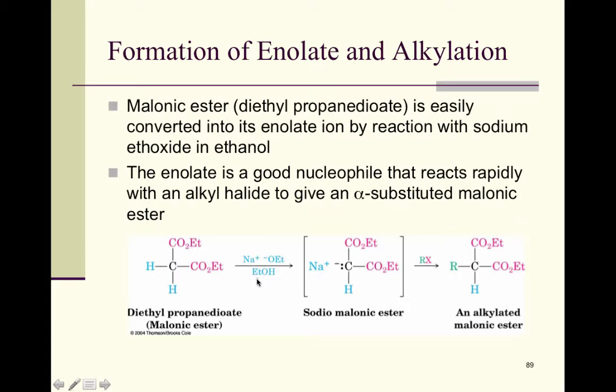This is ethyl alcohol. In this reaction, we get a sodio-malonic ester. One of the alpha hydrogens is now gone. Remember, it's highly acidic. It's able to leave. We form a carbanion, and sodium with a positive charge will be attracted to that carbon with a negative charge. At this step, we can now bring in our halogen, and what will happen is our halogen will be bonded to the carbon that had the negative charge, and now we have an alkylated malonic ester.